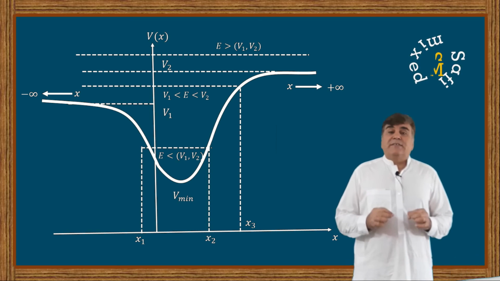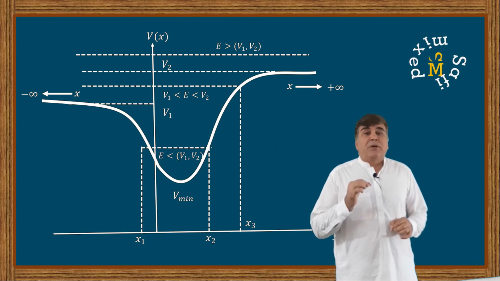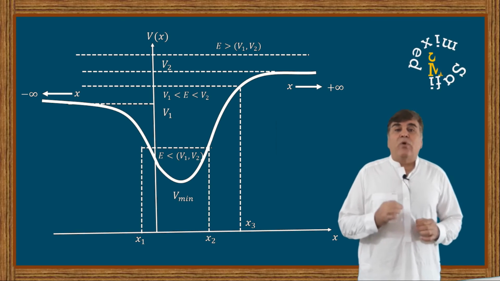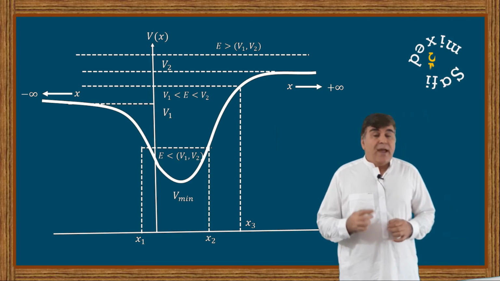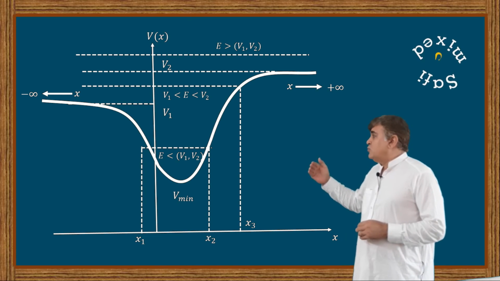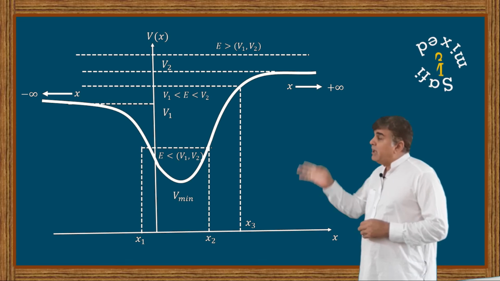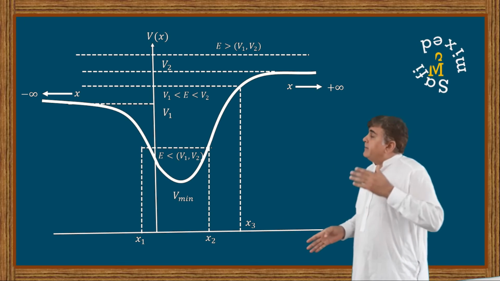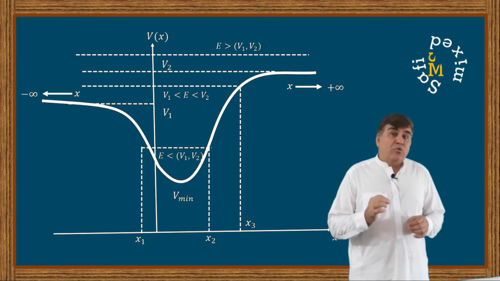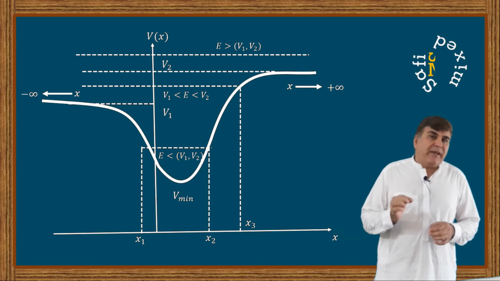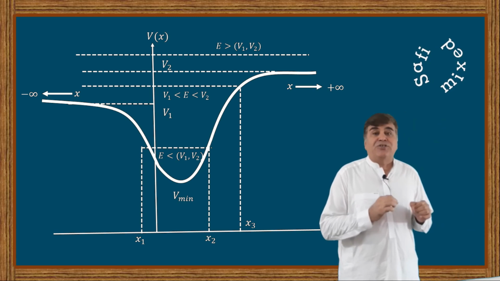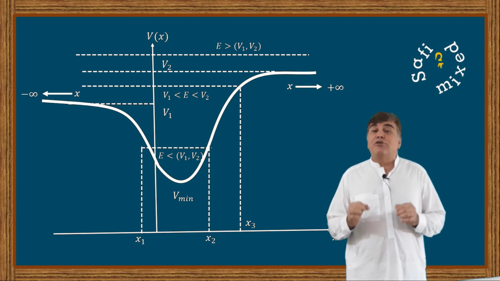Now you must note this: for a bound state to exist, the potential must at least have one minimum whose value is lesser than one of its asymptotic values. In the present case, the asymptotic values are V1, which is the value to the left at minus infinity, and V2, which is the value to the right at plus infinity. Furthermore, in bound states, the energy spectrum of a particle is discrete, whereas in scattering states, the energy spectrum of the particle is continuous.